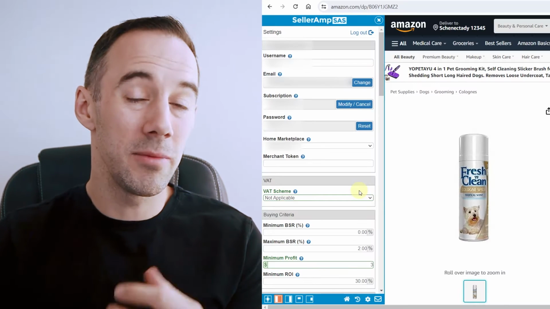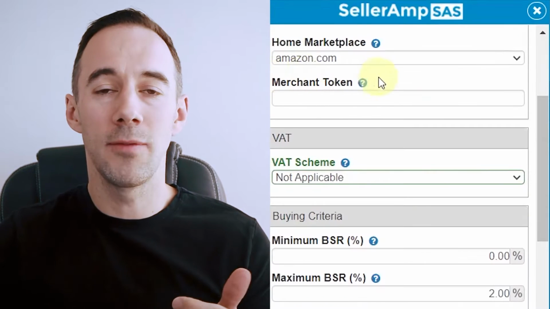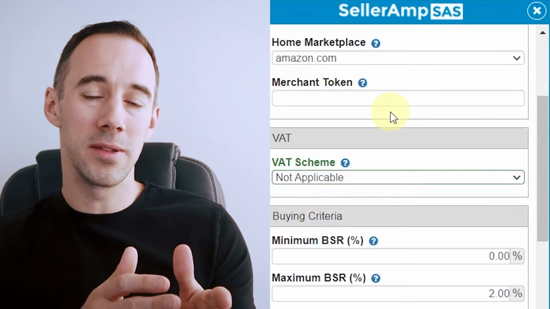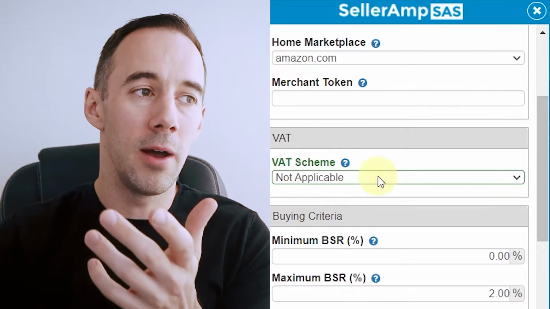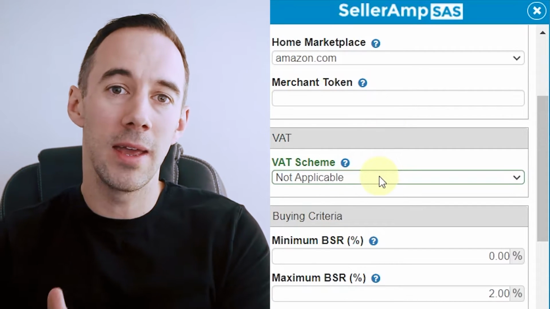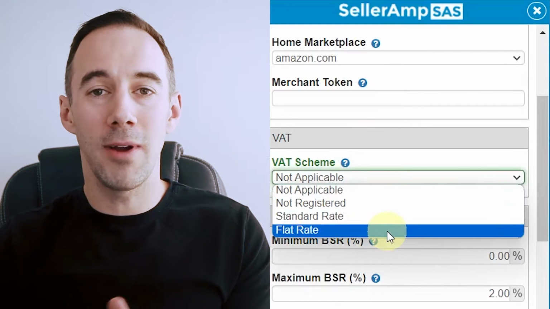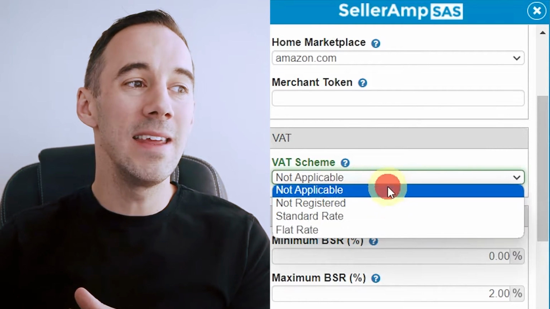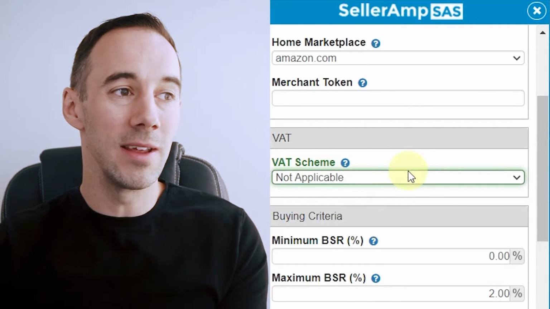I'm going to blur out some of my details just so you can't see my username and account. Right here, you're going to have your home marketplace. Set that to where it needs to be: Amazon.com. That's where you're selling on the US marketplace. Now, VAT is only if you're in the UK. If you know what the answer is to this, out of not registered, standard rate, flat rate, then set it as that. Otherwise, leave it as not applicable. If you're in the US market, it doesn't matter. Just leave it as not applicable.